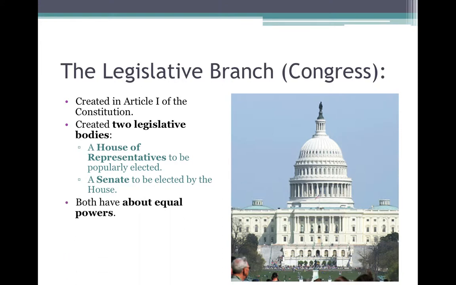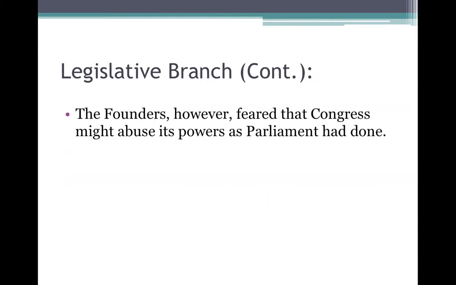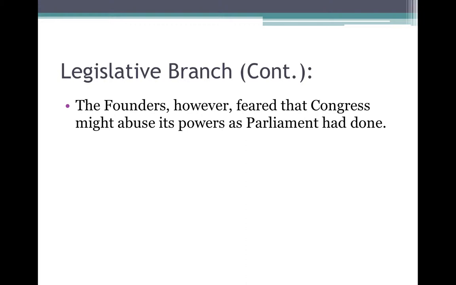Both have about equal powers, and the founders of the Constitution believed that Congress would become the most important branch of government. The Senate is now popularly elected, but initially it was elected by the House. The founders, however, feared that Congress might abuse its powers as Parliament had done while the colonies were governed under England.